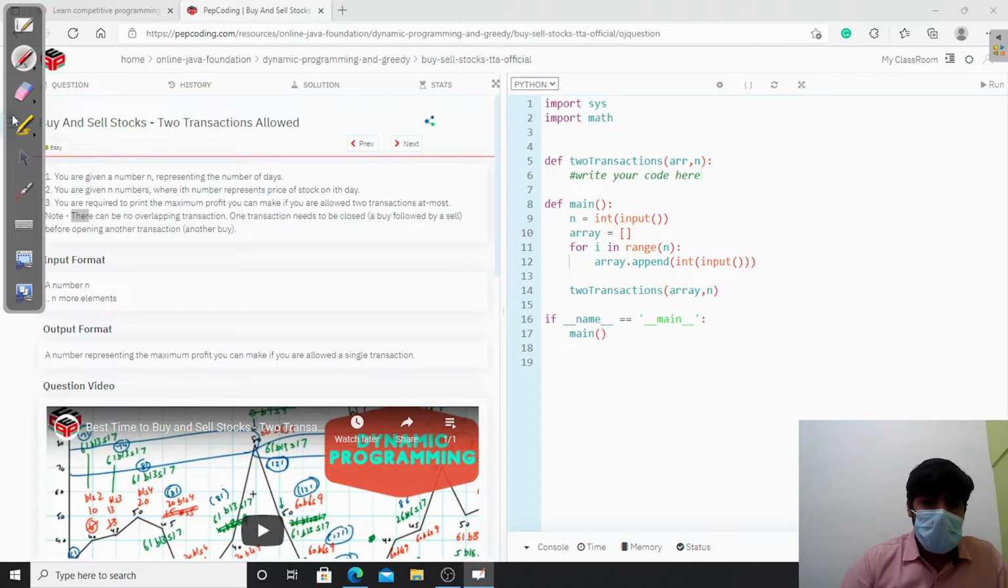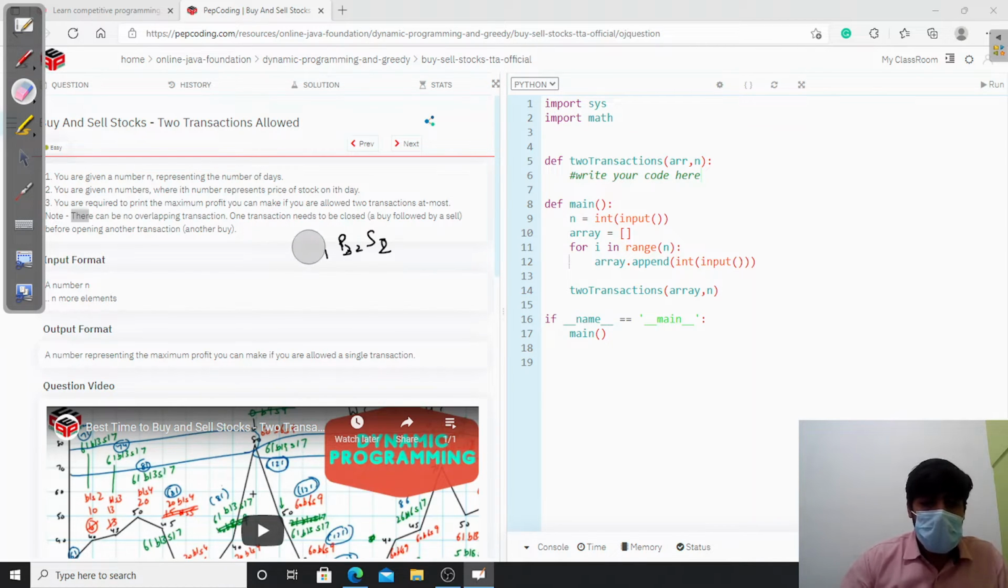Or another type of overlapping, we can say buy one, buy two, sell one. So we are buying another one between one transaction and selling it here. This is also overlapping. We have two transactions, so we can do only this type: buy one, sell one, buy two, sell two. This is the correct way of buying and selling stocks.